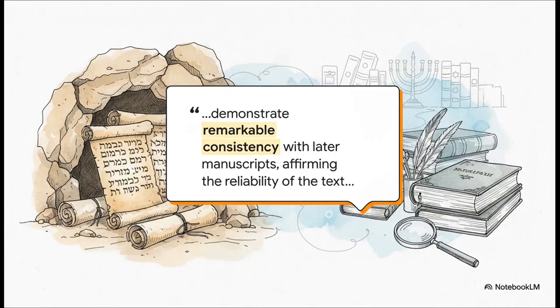Now, let's fast forward a couple thousand years. The discovery of the Dead Sea Scrolls in 1947 was just massive for historians. These were ancient manuscripts from before the time of Jesus, and they showed that the Old Testament texts had been copied and passed down with an incredible amount of accuracy over all those centuries.